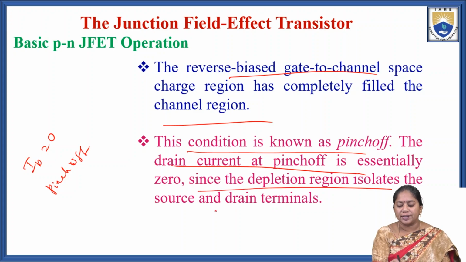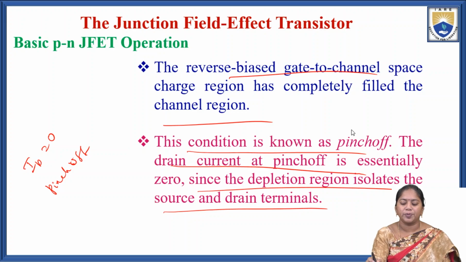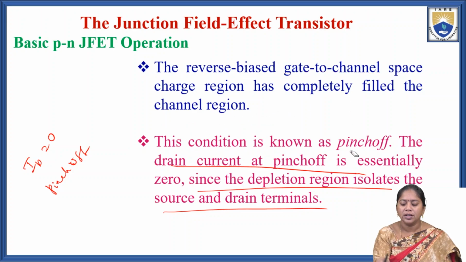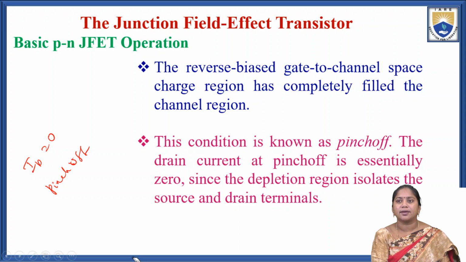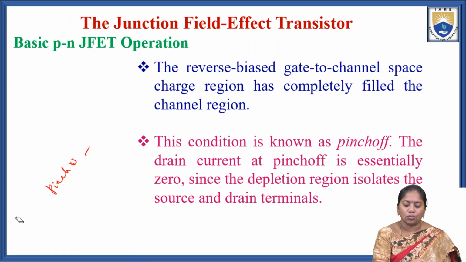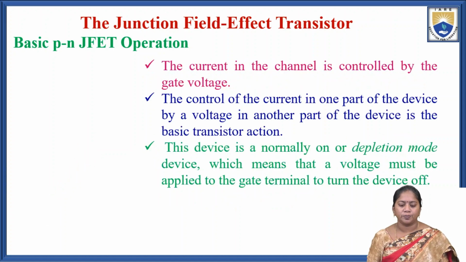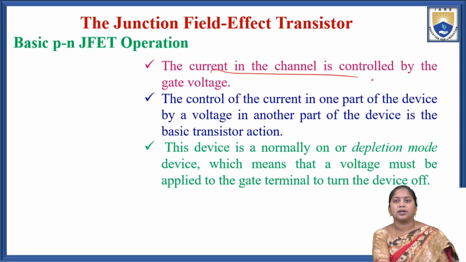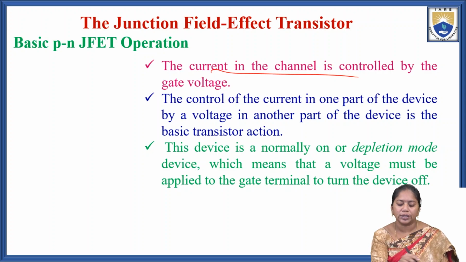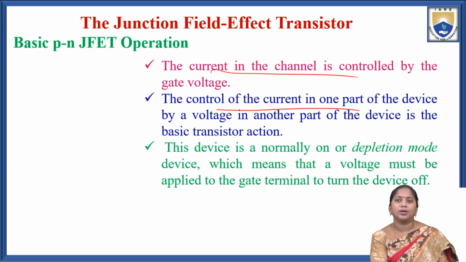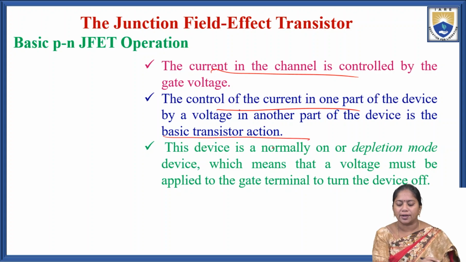Since the depletion region isolates the source and the drain terminals, the reverse bias gate to channel space charge region has completely filled the channel region. This condition is known as the pinch off voltage. So the drain current at pinch off is essentially 0. The current in the channel is totally controlled by the gate voltage. The control of the current in one part of the device by a voltage in another part of the device is the basis of transistor action.